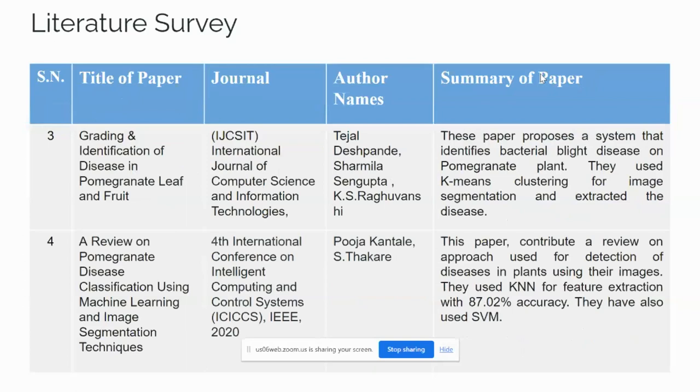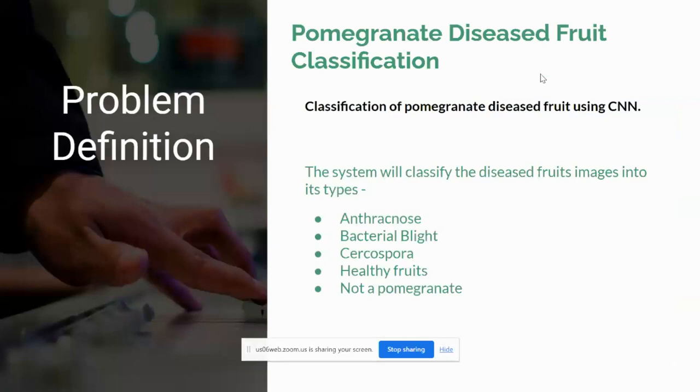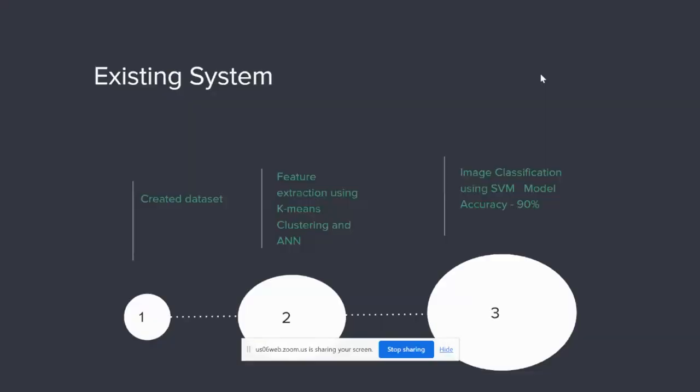So existing system, as we have studied various research papers, the existing systems have created their own data set. And then for feature extraction, most of the papers have used k-means clustering and artificial neural networks. All of their research papers have used SVM model, and their accuracy is around 90%.